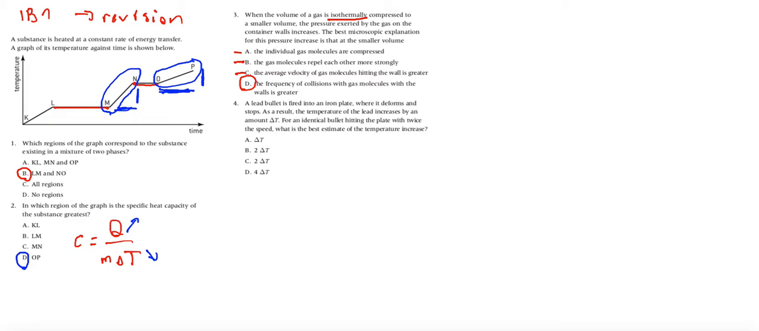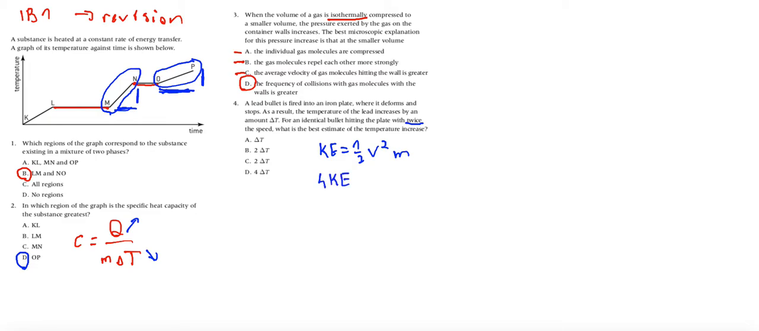A lead bullet is fired into an iron plate where it deforms and stops. As a result, the temperature of the lead increases by an amount of delta T. For an identical bullet hitting the plate with twice the speed, what is the best estimate of the temperature increase? Okay, twice the speed means that the kinetic energy of the bullet is 4 times bigger, since it is mv squared. So the kinetic energy of the bullet is 4 times bigger.